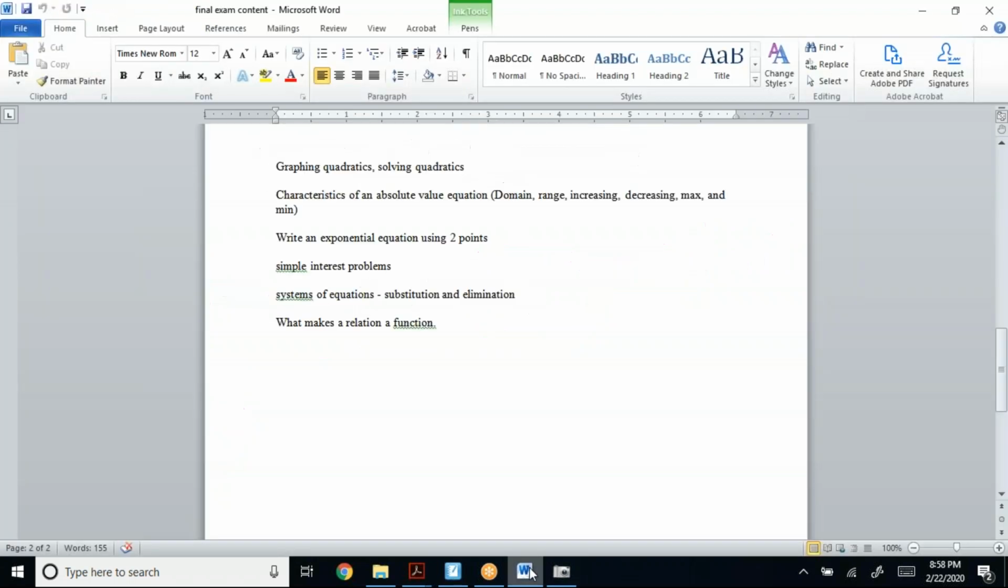So let's see what else. Characteristics of an absolute value equation: domain, range, increasing, decreasing, max and min. We looked at a parent function of a quadratic, not a quadratic, an absolute value.